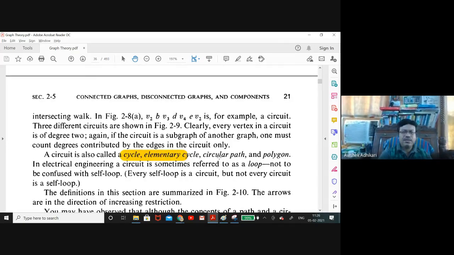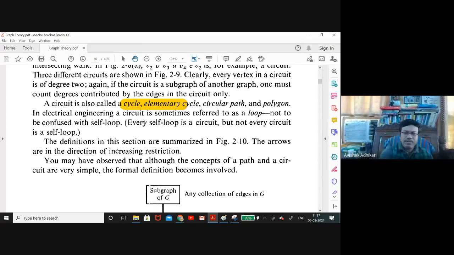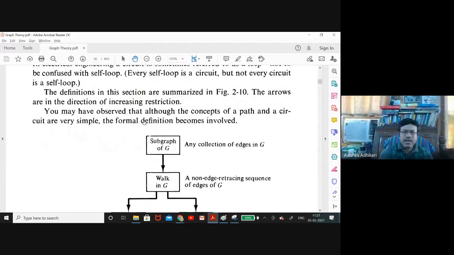So circuits are sometimes also called cycles. Mostly it's known as circuit. Sometimes many of the authors also call it cycle, elementary cycle, circular path or polygon. So until now, whatever I mentioned, you can think in that way.